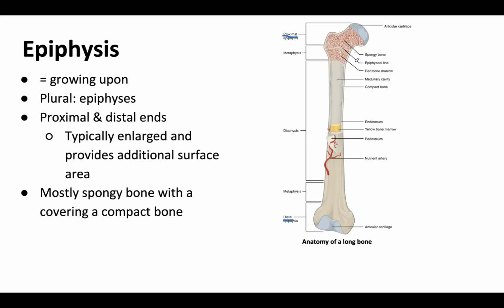Epiphyses are composed of mostly spongy bone. As you can see in this illustration on the right, it will always have that shell of compact bone, though, on the external surfaces. And having all of this spongy bone helps to reduce the weight of this region or the regions of multiple epiphyses.